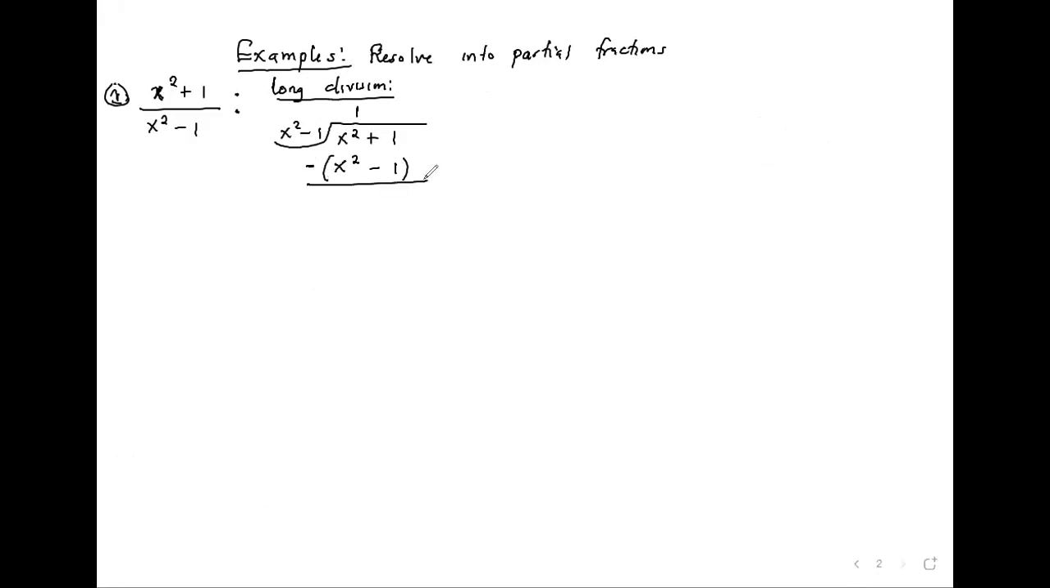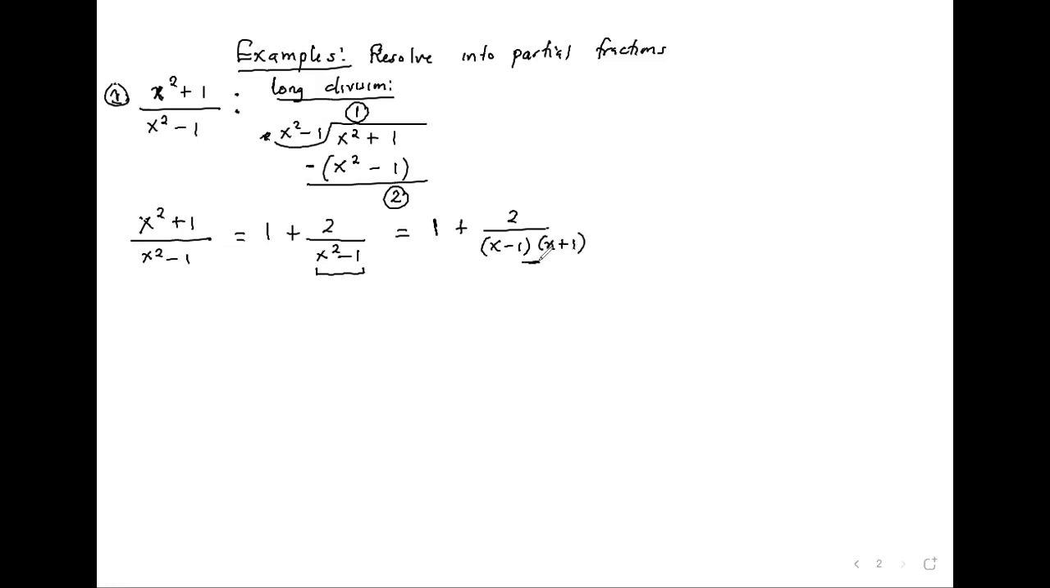Subtract. So we get 0 plus 2. What does this mean? We can now write (x squared plus 1) over (x squared minus 1) as the quotient 1 plus the remainder 2 over the divisor, x squared minus 1. And then we go further to show that we are able to factorize the difference of two squares into (x minus 1)(x plus 1).